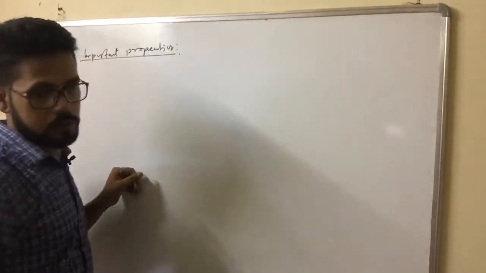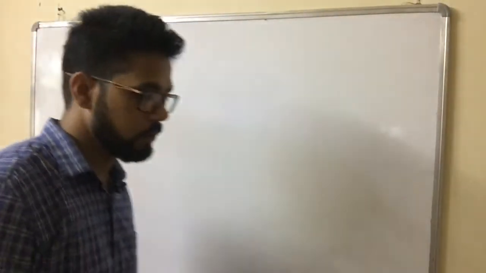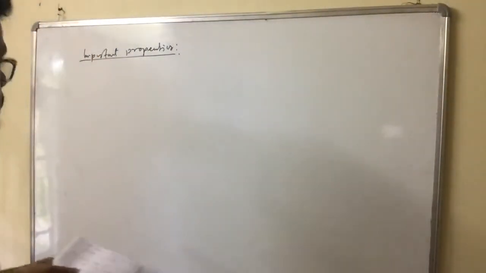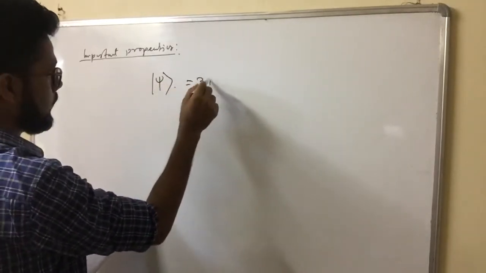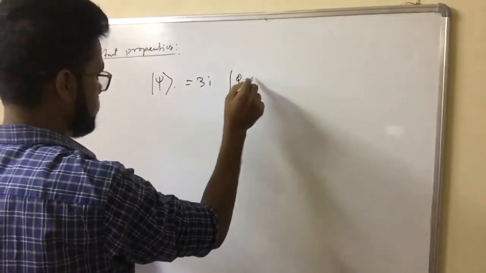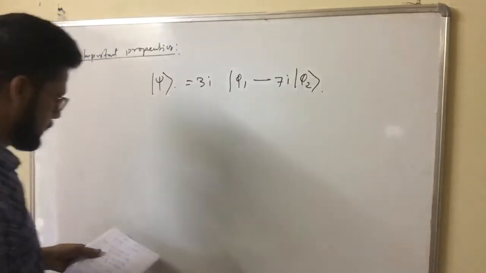So now we will discuss a small question, then you will understand. Suppose a phi vector is represented as 3i phi 1 minus 7i phi 2. Okay, this is the wave vector.